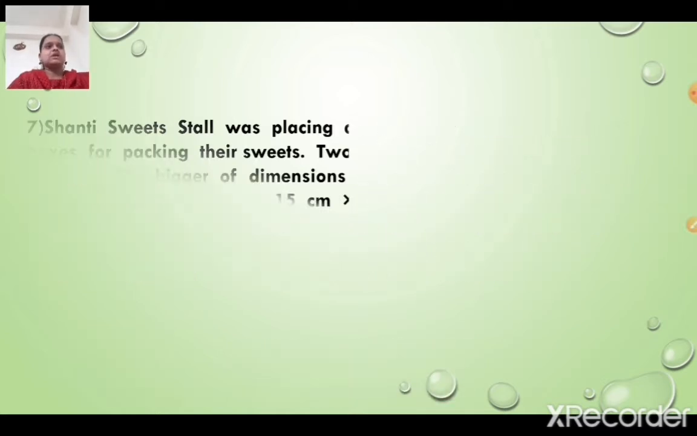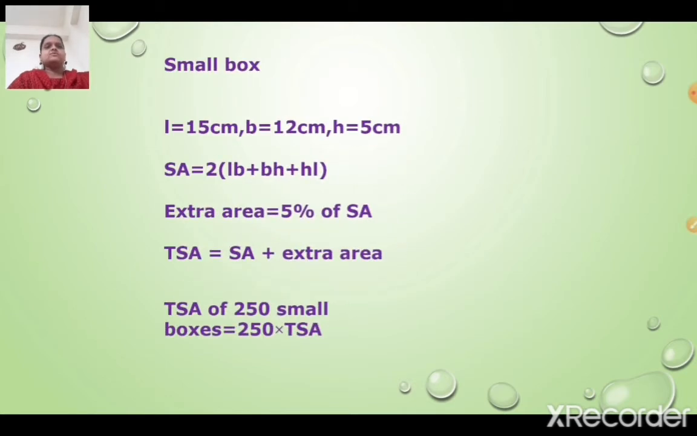Let us see the steps once again. What will we do first? For the smaller box, it is given length as 15 cm, breadth as 12 cm and height as 5 cm. So find the surface area. Here I have written only surface area, but we are applying the total surface area formula, that is 2 in the bracket LB plus BH plus HL. Then extra area. What is this extra area? Extra area for overlapping, that is 5% of SA.